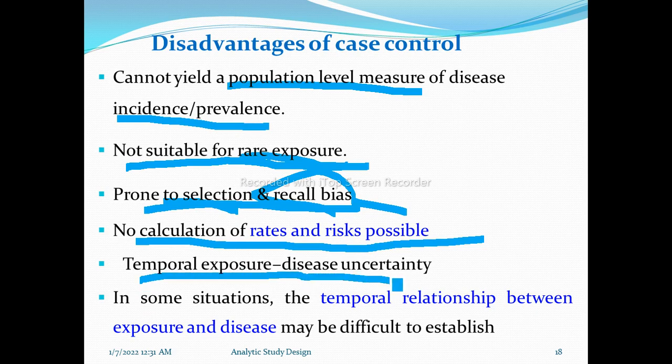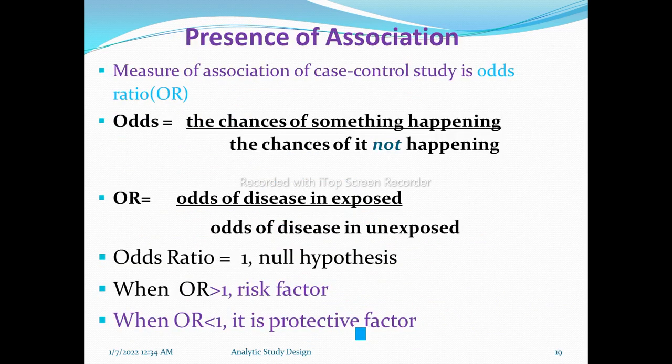Temporal exposure disease uncertainty. Since exposures are not followed, some uncertainty will happen. In some situations, the temporal relationship between exposure and disease may be difficult to establish. That is what temporal exposure disease uncertainty means. So this is a disadvantage. Measure of association of case control studies: odds ratio.